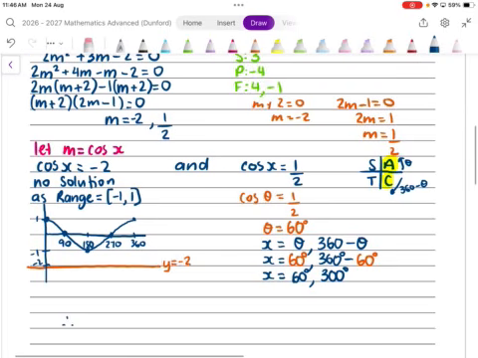And so therefore, if we had solutions for cos x equals minus 2, we would make sure that we write them all together as a therefore statement at the bottom of our page, like so.